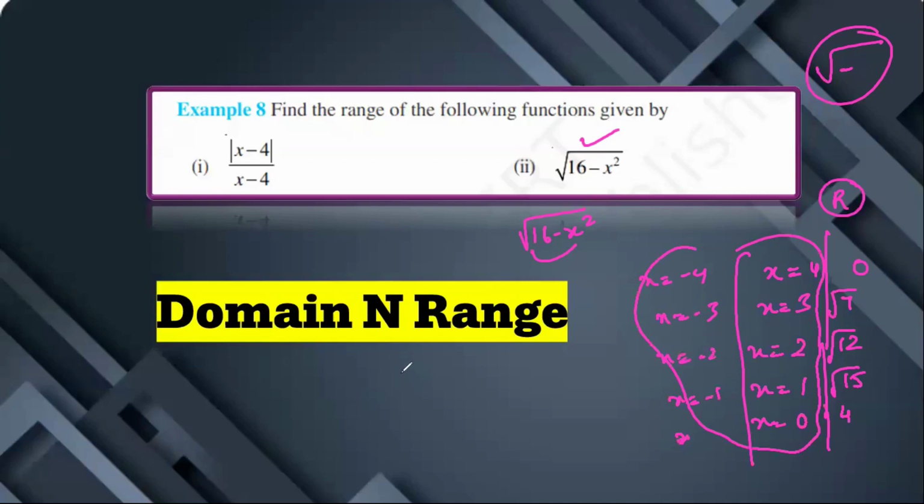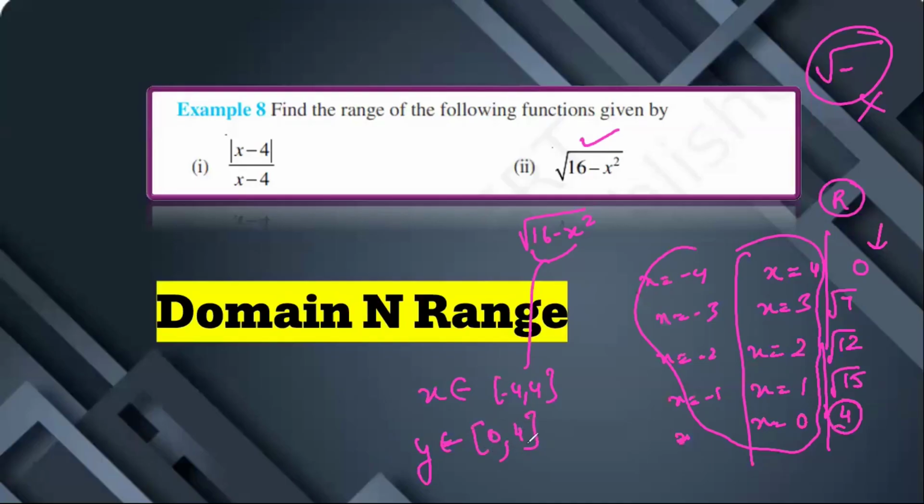So it means my domain, my input for this question, is from negative 4 to 4 only, correct? Because after that and before that I can't take values, as they give me a negative value inside the square root, which is not a real number. So this is my domain. Now, what about the range? I know I will get the minimum value as 0, because the square root of something gives 1 point something, 2 point something, 3 point something, but the maximum value is 4 only, right? So my range is from 0 to 4.